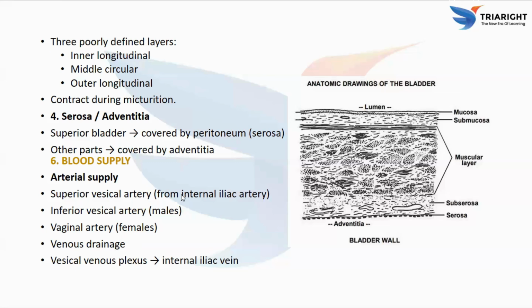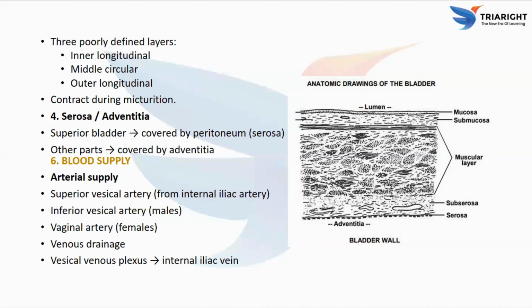So why does it have three muscle layers? These three layers allow the bladder to stretch in all directions. So this is for efficient squeezing of the urine during urination. So why are there different outer coverings? The top of the bladder touches the peritoneum, whereas other parts lie outside the peritoneal cavity.